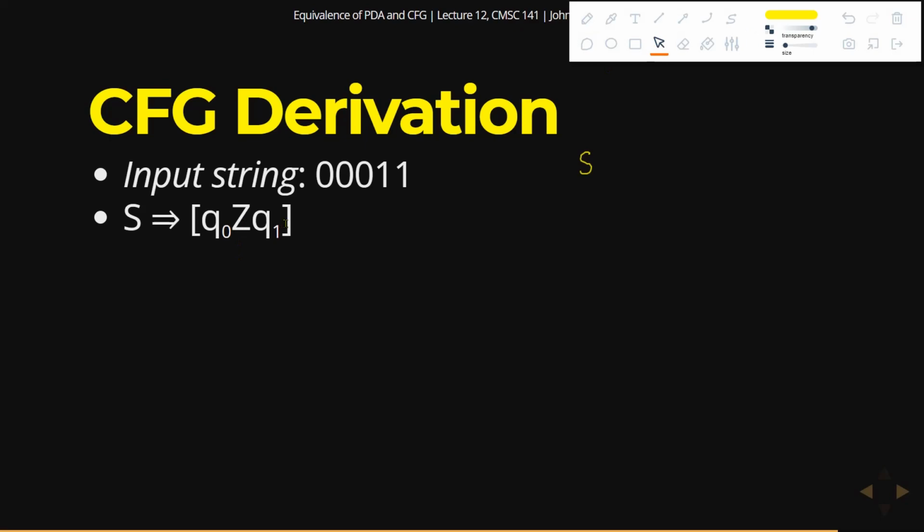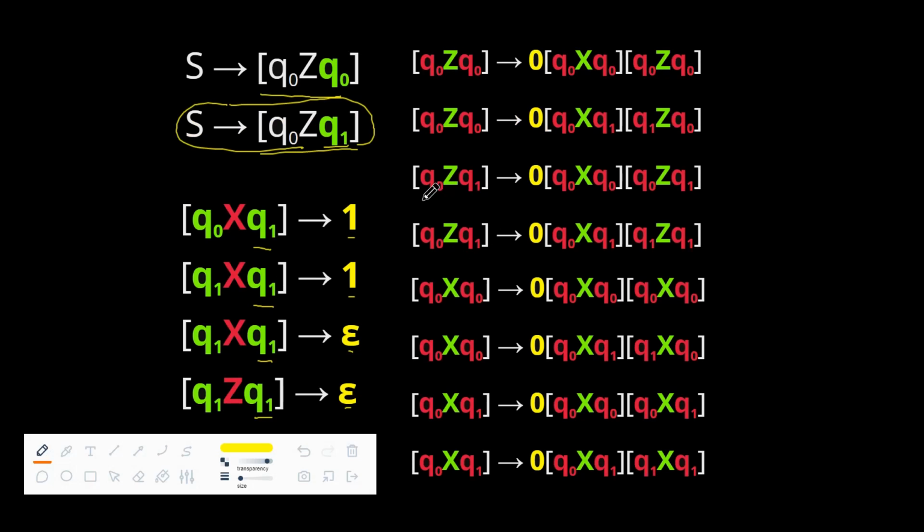So S becomes Q0 Z Q1. Now we can replace this variable with another one. So since we want a 0, which production allows you to replace Q0 Z Q1? So going back here, we have two options, no? So we either have this one Q0 Z Q1 or this one Q0 Z Q1. So these are the two possibilities, right? The only difference here is that it's either Q0 as the intermediate or Q1 as the intermediate.